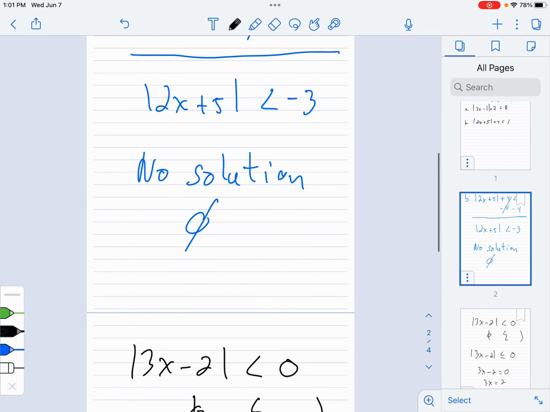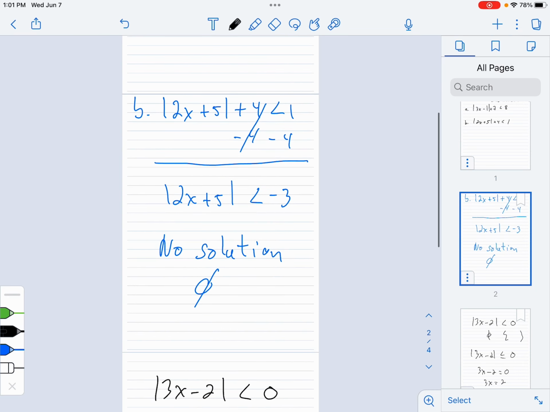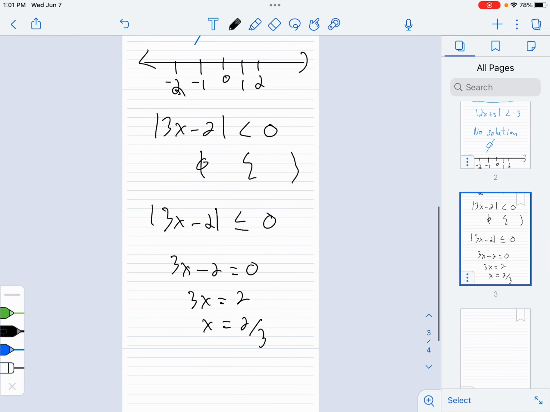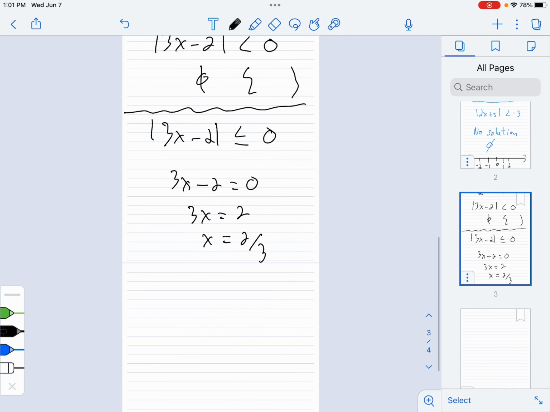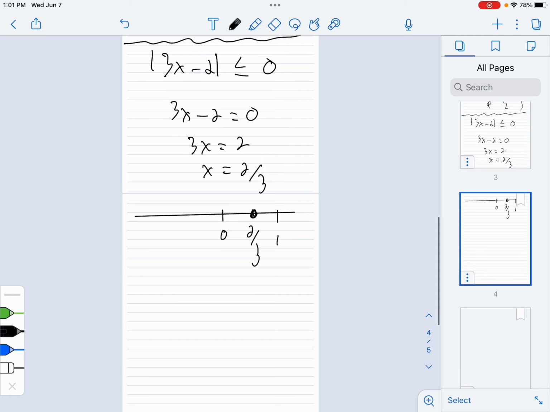For us, because of the original question, there was no solution. There's no graph, really. If you were asked for sure to draw a graph, I would just draw a number line such as what I'm drawing here, and I wouldn't shade anything in, because there's no solution here. And for this last inequality, the only solution is at 2/3. So here's 0, here's 1, here's 2/3, and the solution would go here.